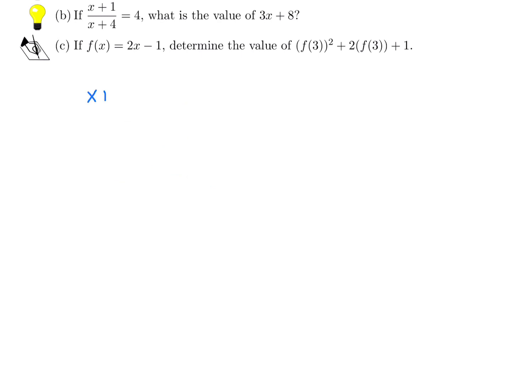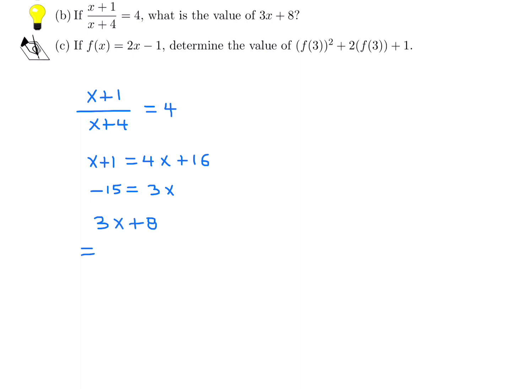If (x plus 1) over (x plus 4) is equal to 4, what is the value of 3x plus 8? Let's cross multiply here, so x plus 1 is equal to 4x plus 16. Collect like terms: this becomes 3x, this becomes minus 15. So they want 3x plus 8. Well, 3x is minus 15, and then we have plus 8. So minus 15 plus 8 is negative 7.